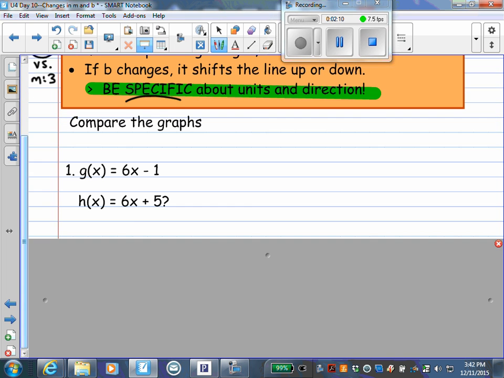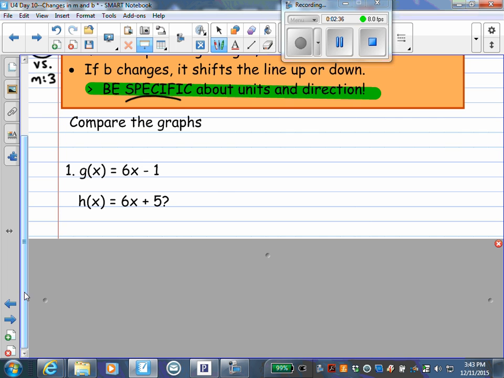So example number 1, it says compare the graphs g of x equals 6x minus 1 and h of x equals 6x plus 5. Please write those functions both down so that you have them in your notes. And when it says compare, I like to say what they have in common and what is different. It'd be best if you can picture what these look like. Let's do a quick sketch.